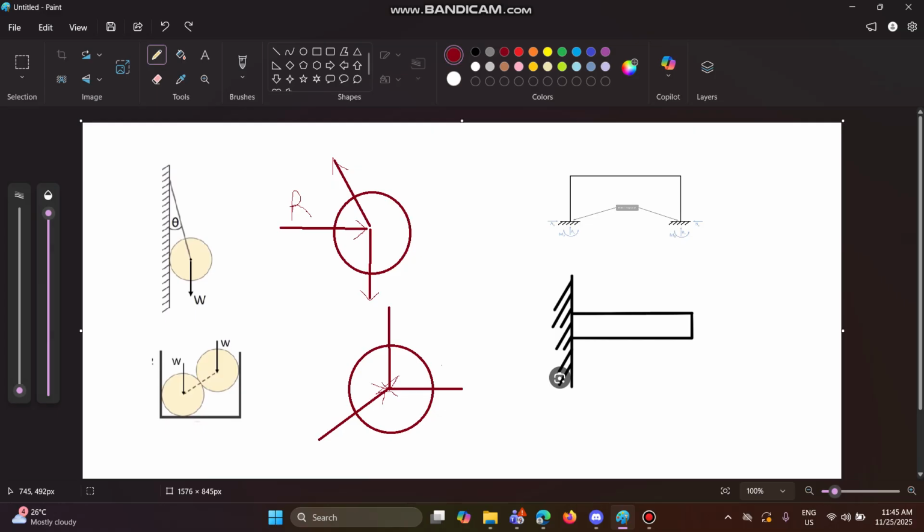So that's a missing lesson in statics because they don't teach you this stuff, but this may get you confused in your course if you don't know it.